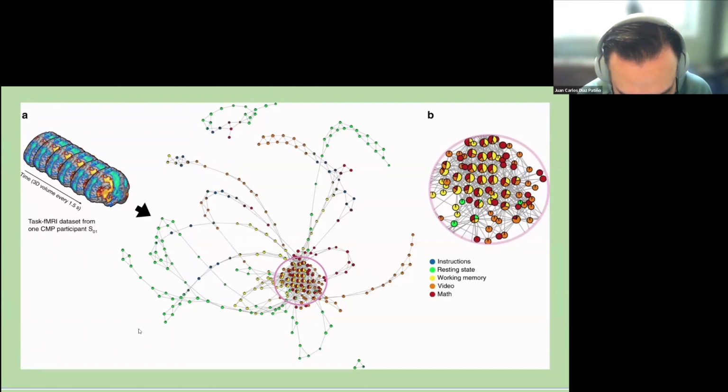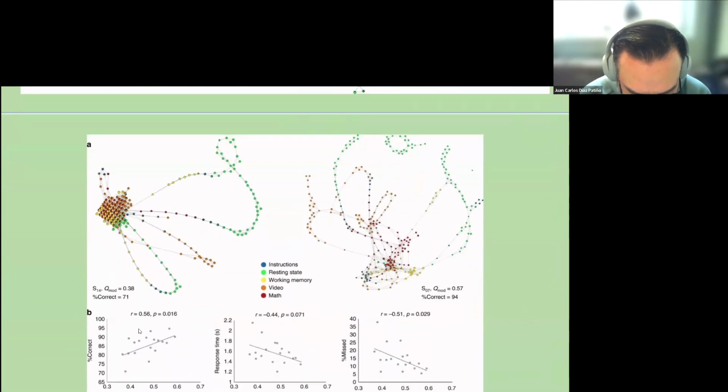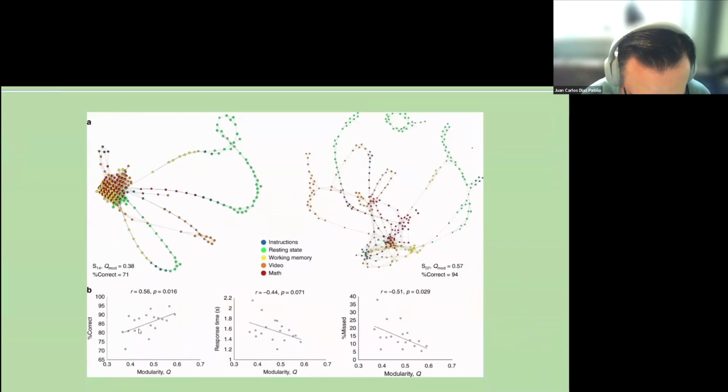As this is a graph, now you can measure some graph properties, in this case modularity. These are the images for two of the participants, subject 14 and subject 07. The modularity values are shown here, 0.38 and 0.57. These values suggest that there is higher modularity in the mapper graph.